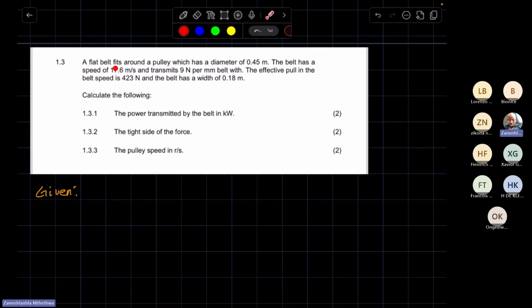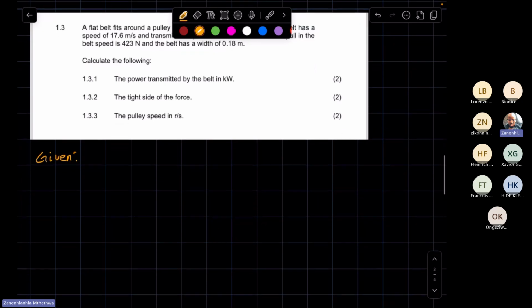A flat belt fits around a pulley which has a diameter of 0.45 meters. The belt has a speed of 17.6 meters per second and transmits 9 newtons per millimeter belt width. The effective pull in the belt speed is 423 newtons, and the belt has a width of 0.18 meters. Now let's write down what we've been given.